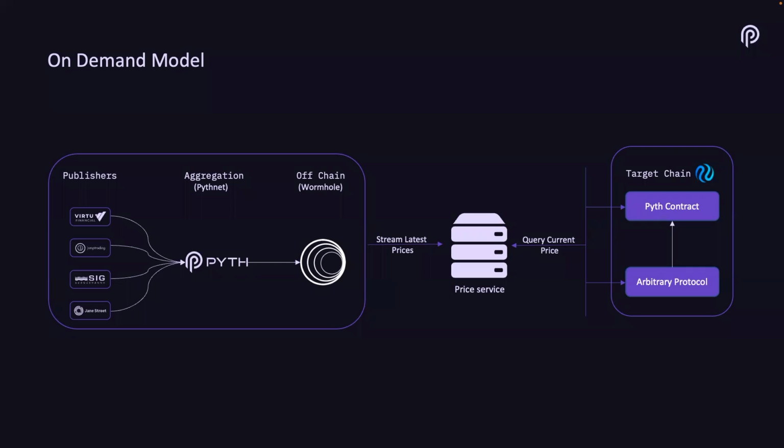Another thing is the consumers don't have to wait for the oracle. In the case of legacy models, they had to wait for the oracle to publish a price on chain.